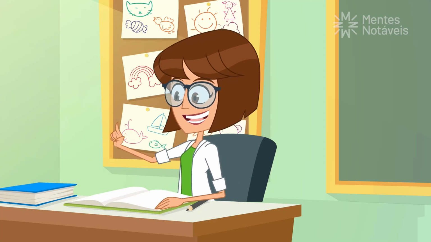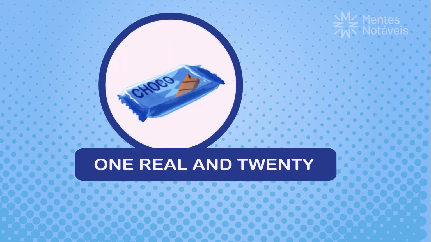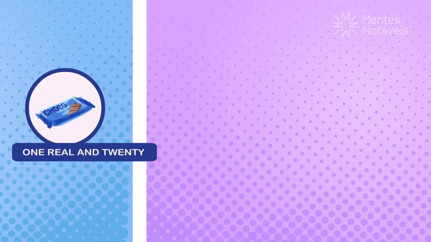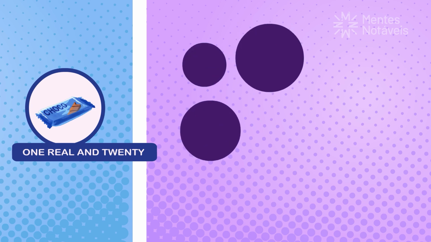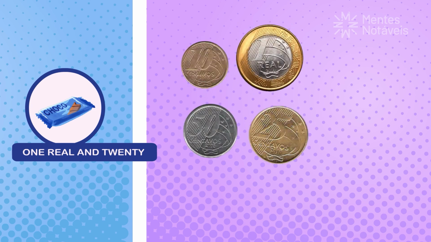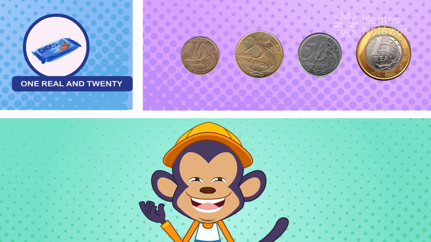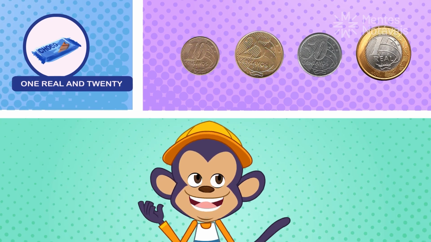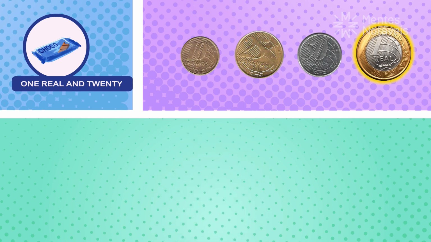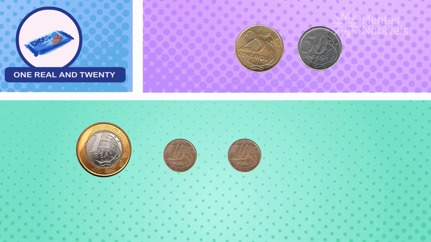Nice, Frank. But let's check to see if you really understood it. You see, I love that small chocolate that costs 1 real and 20 cents at the cafeteria. Can you form this amount using the following real coins? 10 cents, 25 cents, 50 cents, and 1 real? That's easy, Miss Macy. 120, or better, 1 real and 20 cents, can be made with 1 real coin and 2 10-cent coins. And we write it like this.